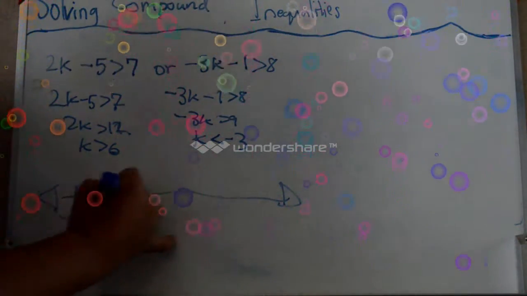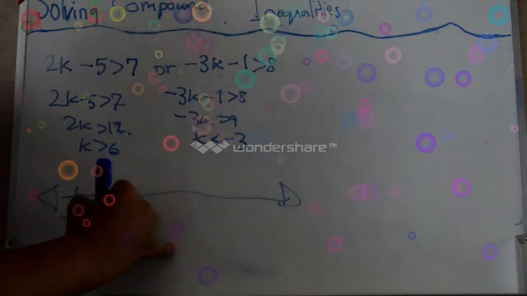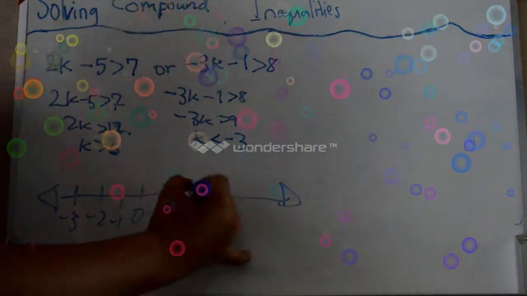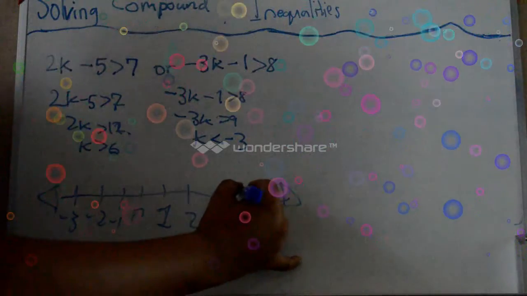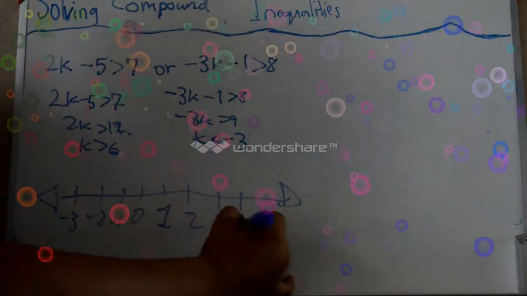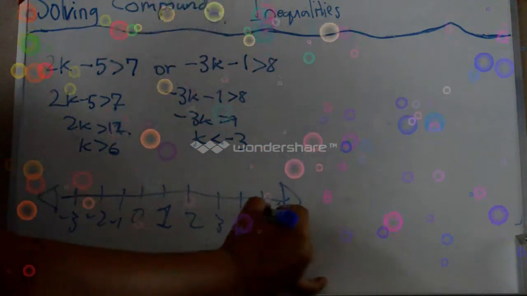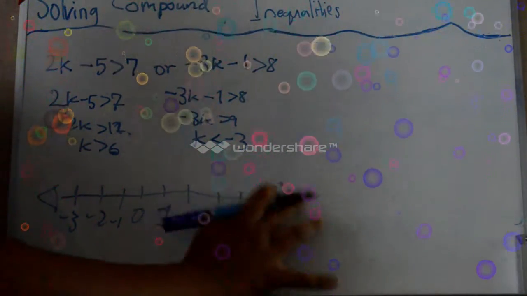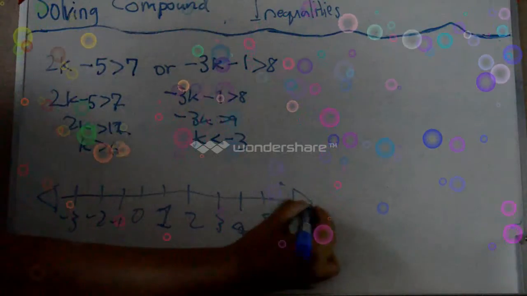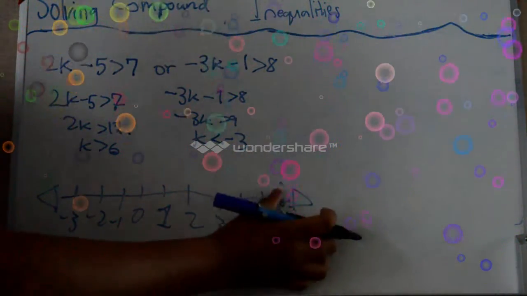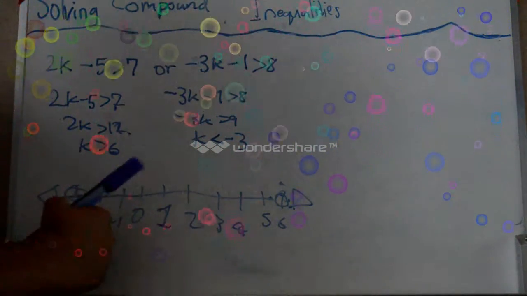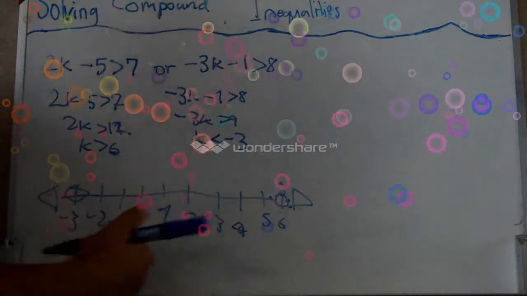negative 3, 2, 1, 1, 2, 3, 4, 5, 6. So it will be not a full stop, it's just an open circle and an open circle here. So this is the answer.